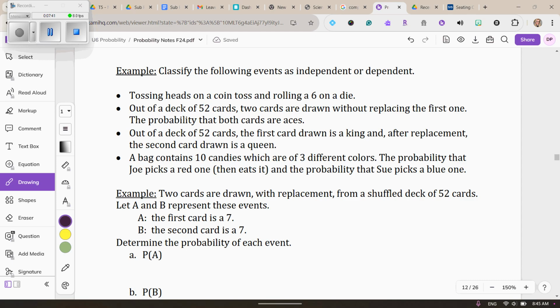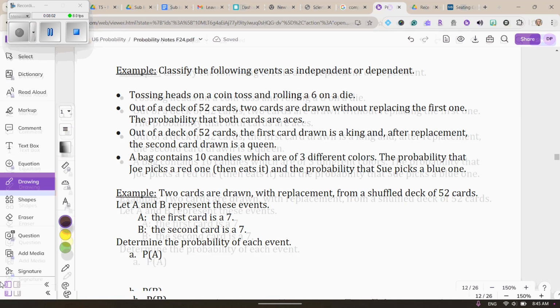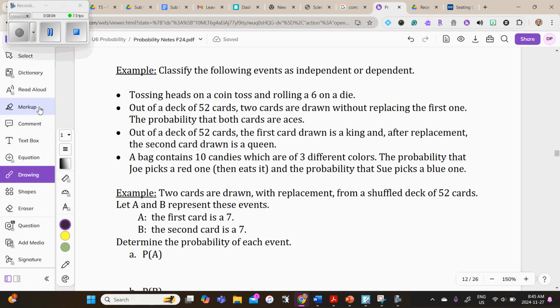It says tossing heads on a coin toss and rolling 6 on a die. Always ask yourself, does tossing a coin affect my outcome of rolling a die? And the answer is no. And that means that these are going to be independent events. They do not depend on each other.